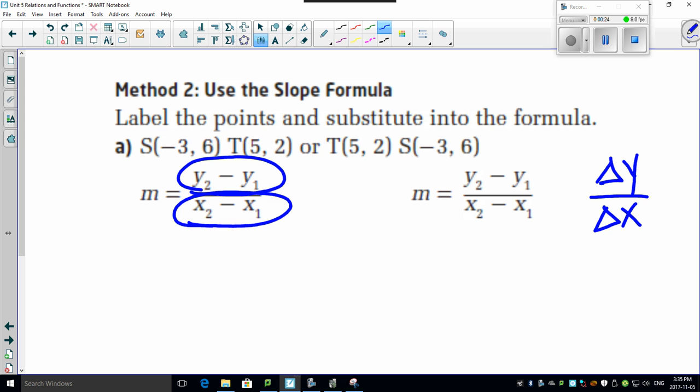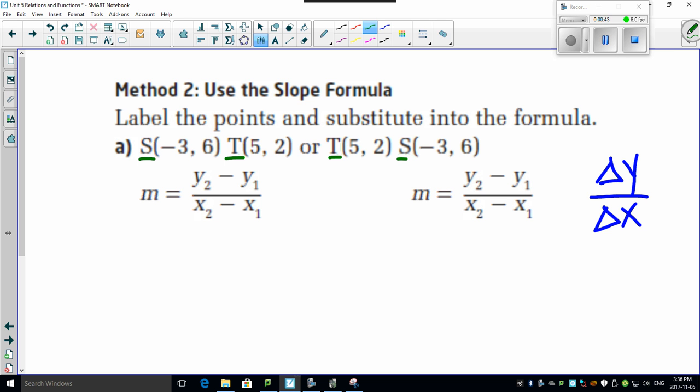What does that mean, though? What? I don't understand. Well, very simple. Let me show you. Here's 2 points, S and T, and I'm going to give you the exact same points backwards. And I want to prove that it doesn't matter which way you do this, you're going to come up with the same numbers. Okay? Watch how you do this.